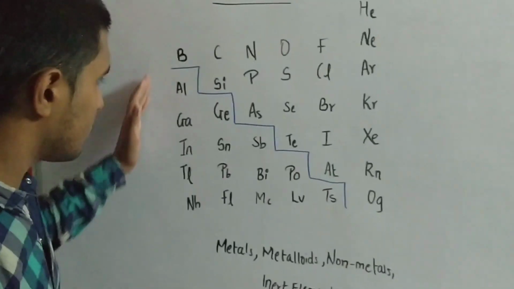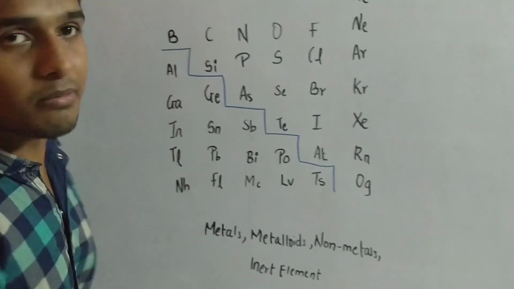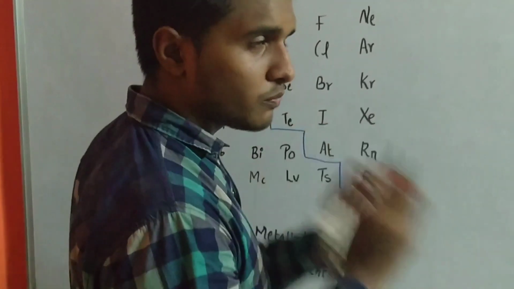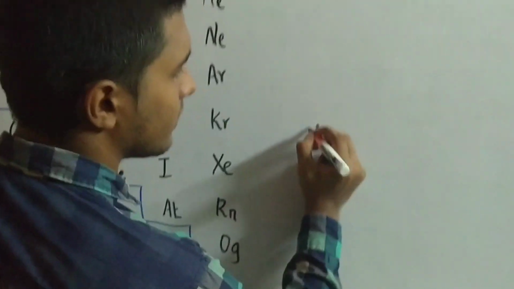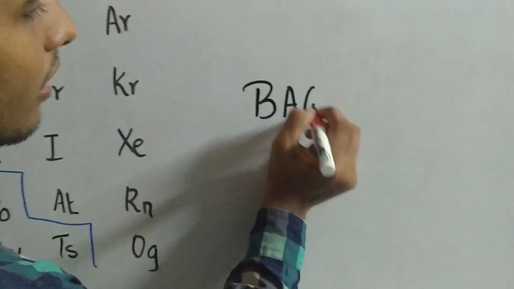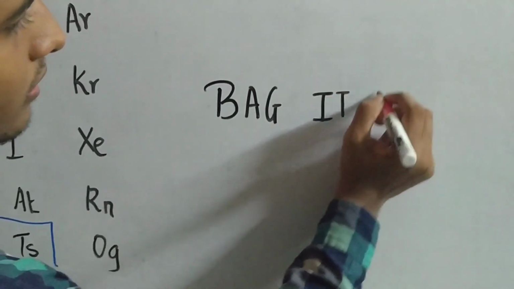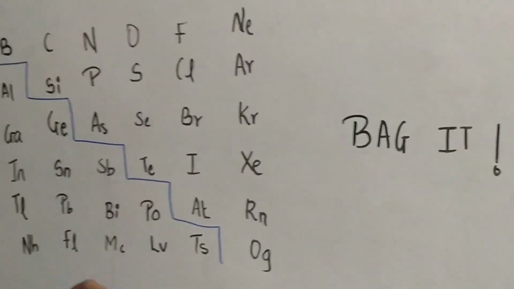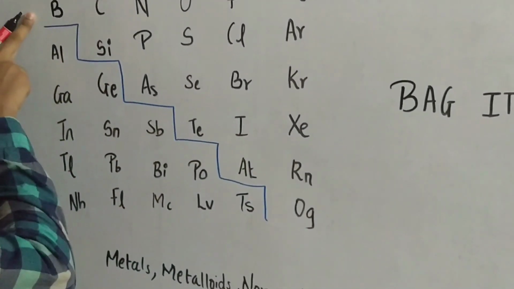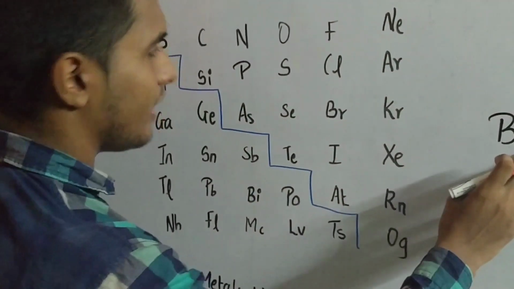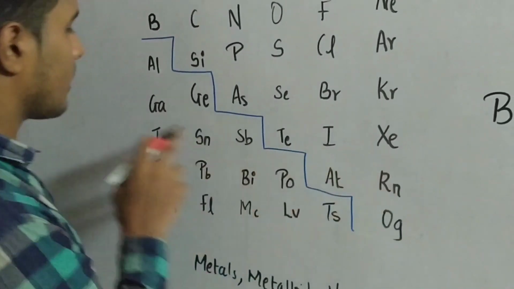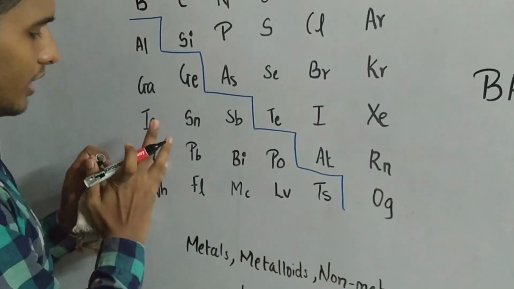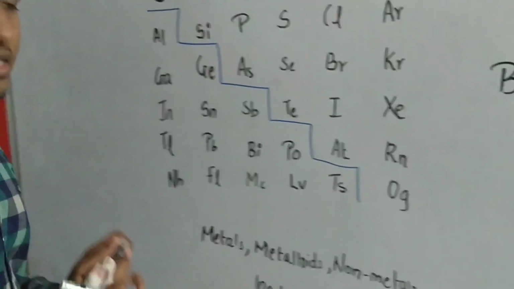So let's begin with the first group, that is group 13, the boron family. Have a mnemonic for that. The mnemonic is very simple: it is nothing but BAGIT, with an exclamatory mark. This is just an exclamatory phrase. First of all, B means boron. Next, A for aluminium, G for gallium, I for indium, T for thallium, and last but not the least, nihonium.